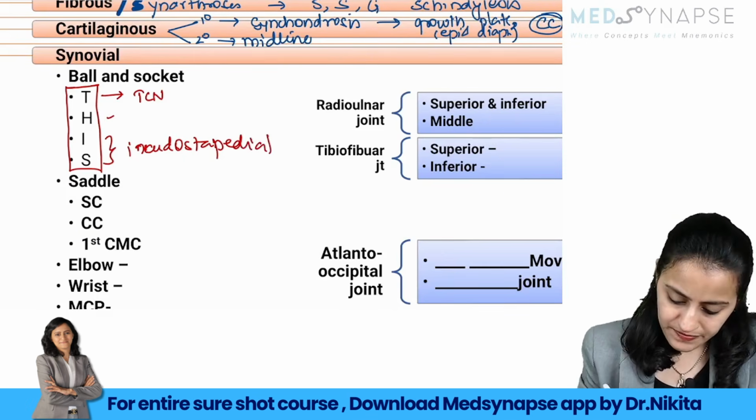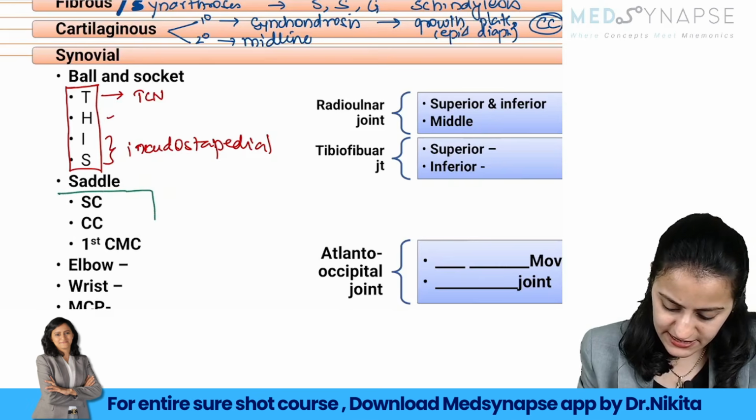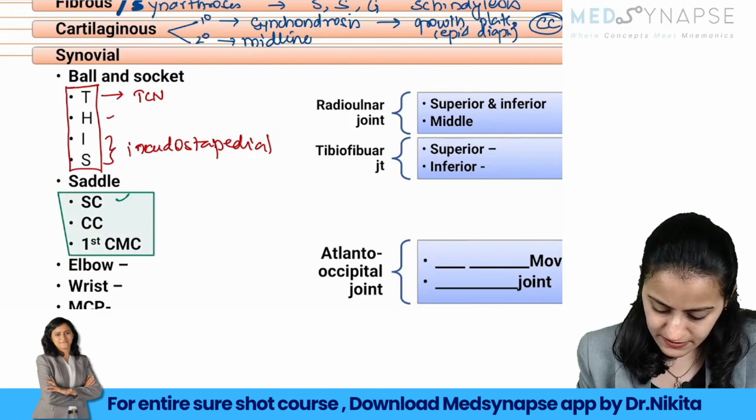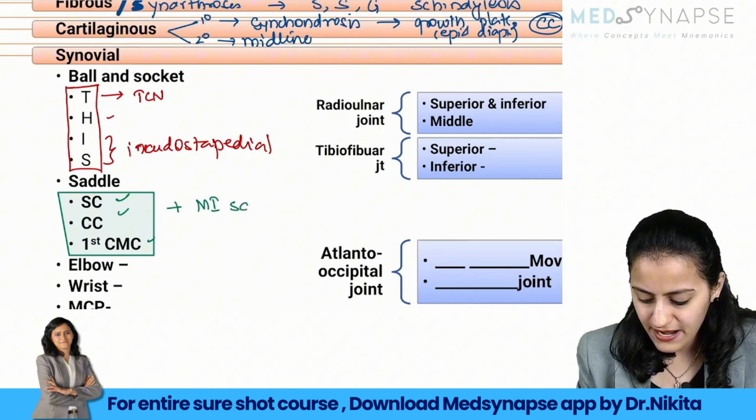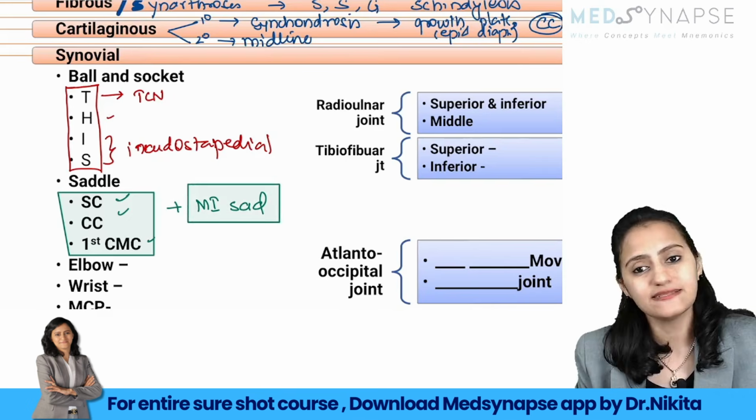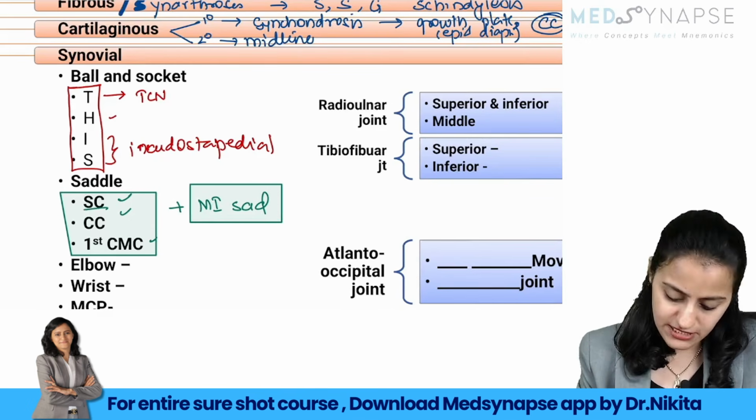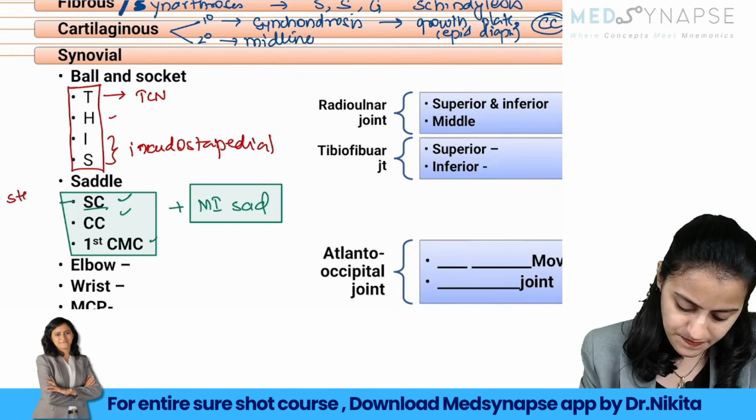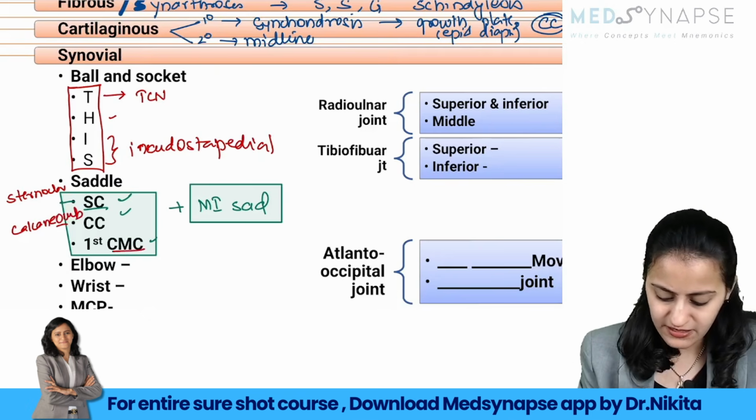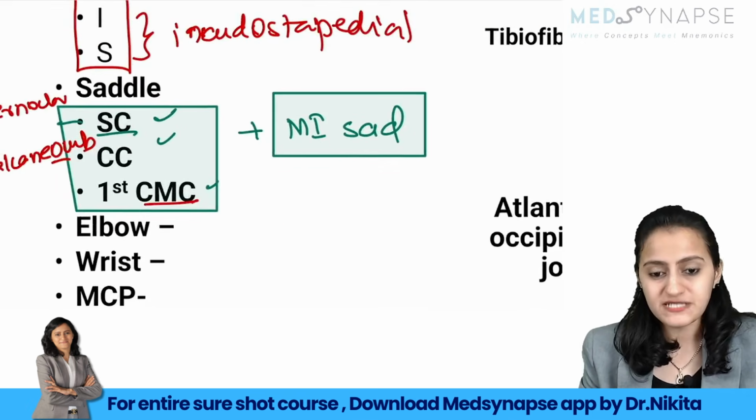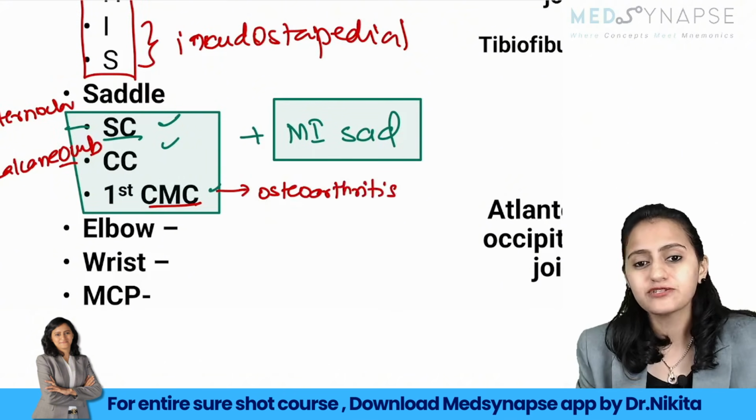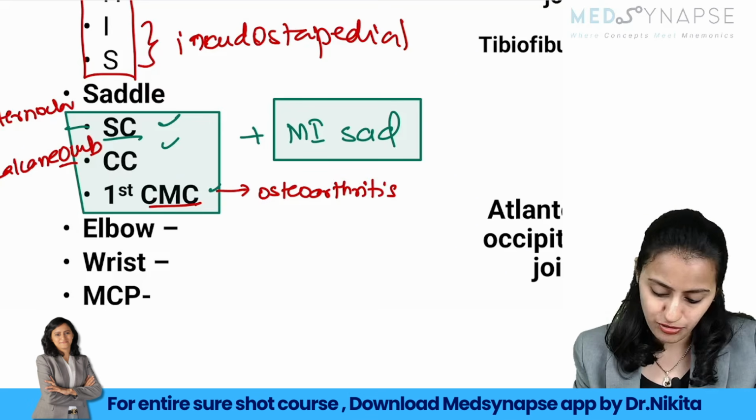For saddle joint, it is SC, CC, CMC. These are the saddle joints, plus MI is a saddle joint. Remember that MI, the joint between the malleus and incus, is also saddle. What is SC? The sternoclavicular joint, the calcaneocuboid joint and the first carpometacarpal joint. The first carpometacarpal joint is involved in which arthritis? Remember, osteoarthritis. So if you have a patient with pain here, think of osteoarthritis.